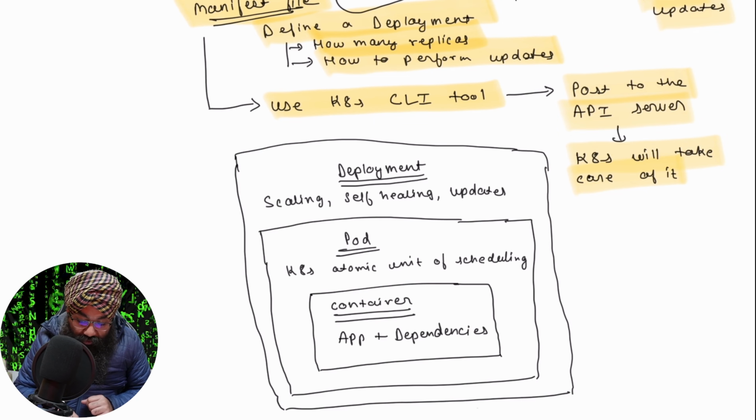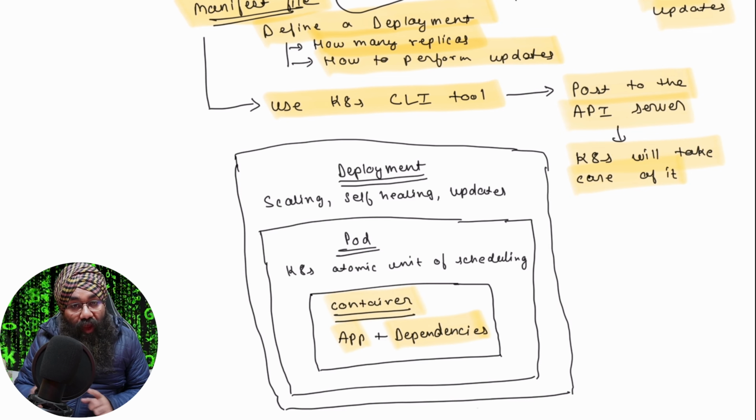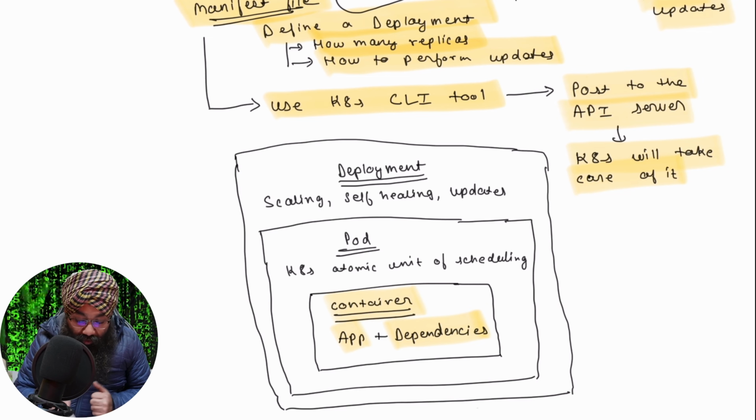So this is the structure. You code your app, and along with your app and dependencies, you create a container. So the container contains your app and dependencies as well. And then you wrap your container in a pod.